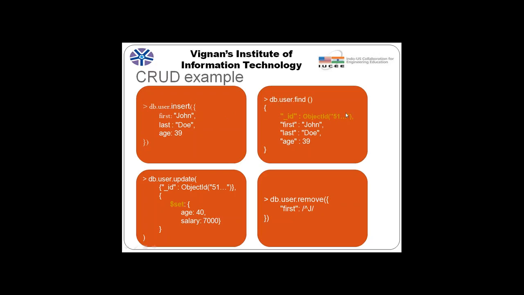So this is the ID. Who has given this ID? The MongoD has given. What is the MongoD? MongoD is a server. What is the Mongo? Mongo is a client. That is called the client server architecture.